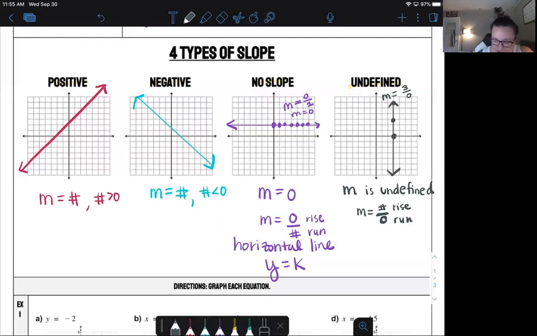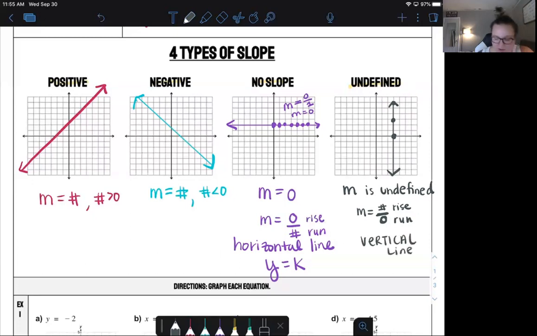So anytime you have an undefined slope, I'm going to erase that because we don't want to write fractions with 0 in the denominator. What happens then is m is undefined, so we end up with a vertical line.